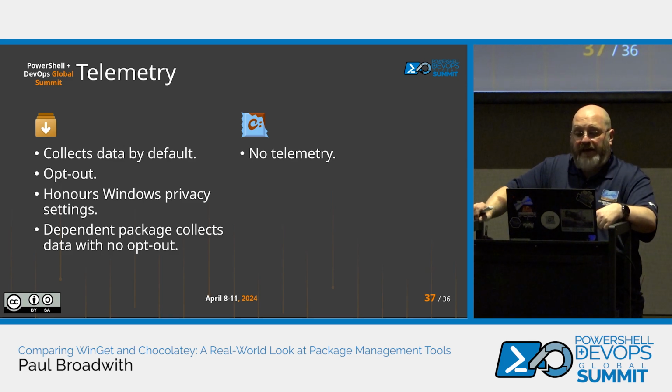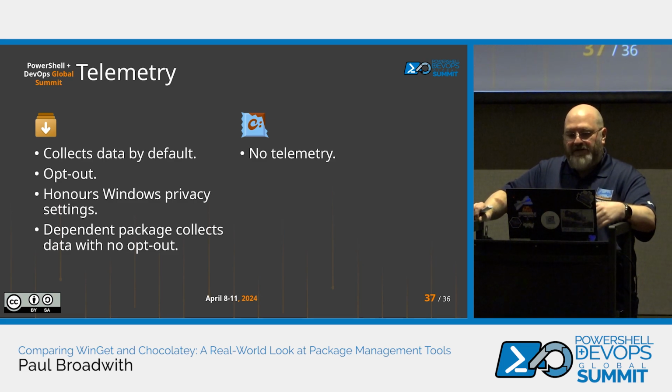There is a dependent package for WinGet called Microsoft.UI.Xaml, and that will collect data with no opt-out. That could have changed. That was version 2.7.3, I think. I maintain the Chocolatey package for that, which is why I know about it. That's a problem for me as well. So even if you're installing WinGet, it installs that as a dependency and it's still collecting data.